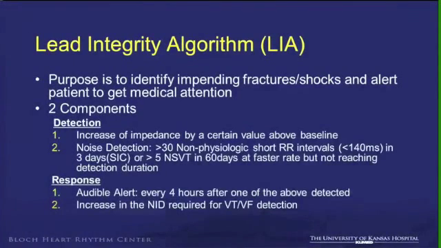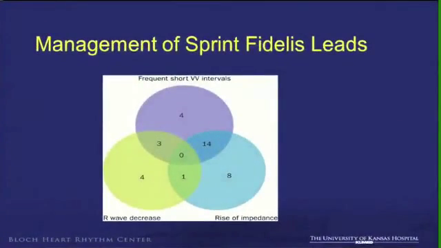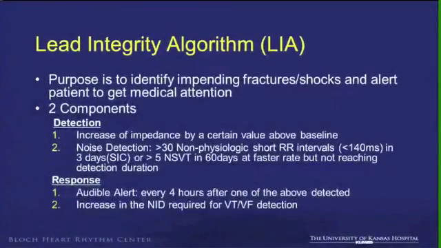So the first thing was LIA, the lead integrity algorithm, because we know that there were short VV intervals and there was a decrease in the R wave or a rise in impedance. These were the three electrical signs of impending fracture or subclinical fracture. The lead integrity algorithm just uses these features and tries to pick up if it satisfies a particular criteria of 2 out of 3.